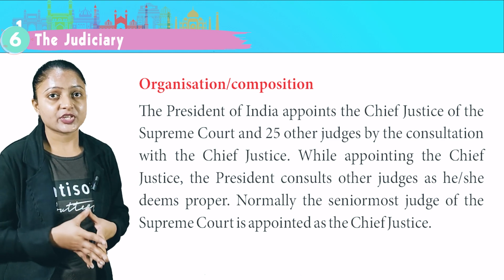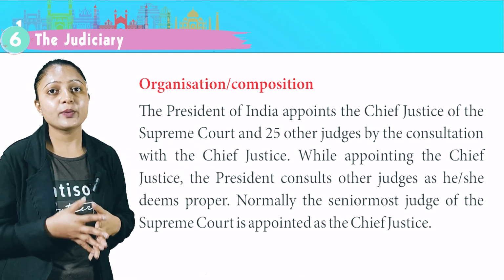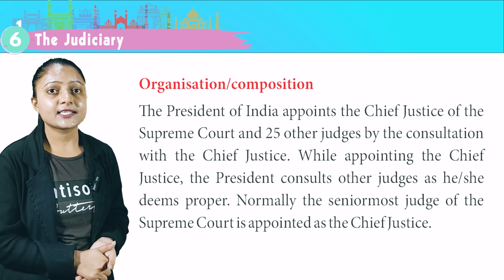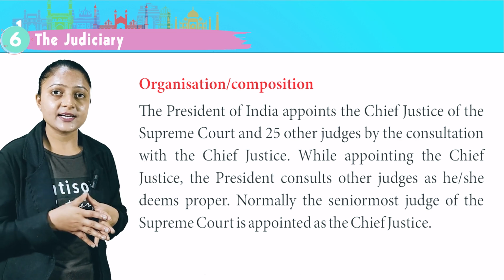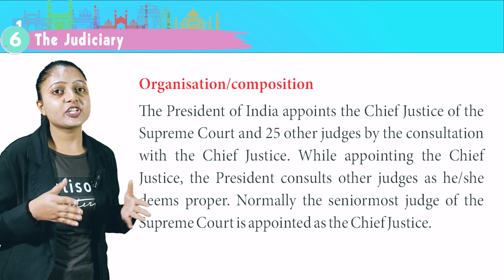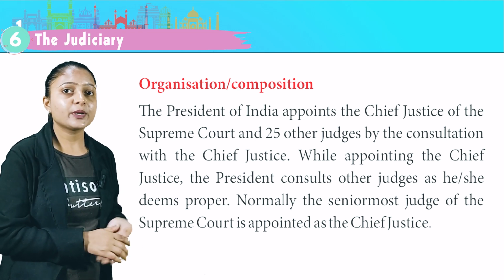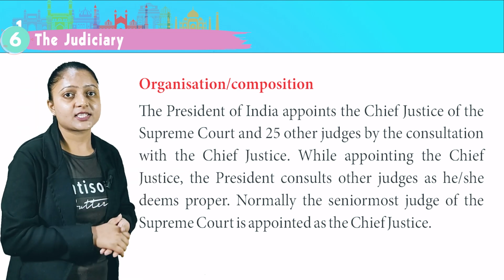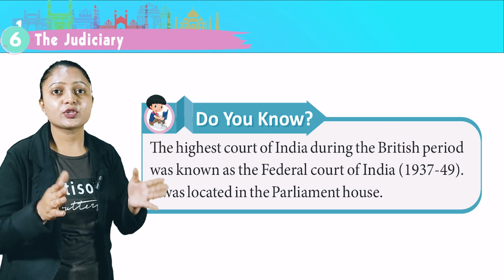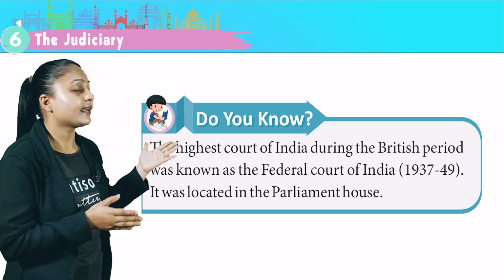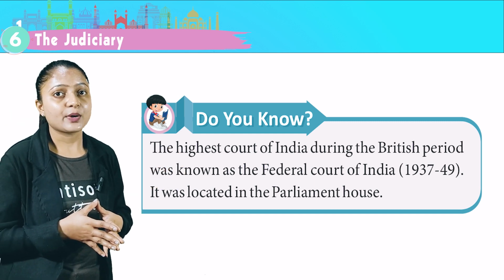Organization, composition. The President of India appoints the Chief Justice of the Supreme Court and 25 other judges in consultation with the Chief Justice. While appointing the Chief Justice, the President consults other judges as he/she deems proper. Normally, the senior-most judge of the Supreme Court is appointed as the Chief Justice. Do you know? The highest court of India during the British period was known as the Federal Court of India, 1937 to 49. It was located in the Parliament House.